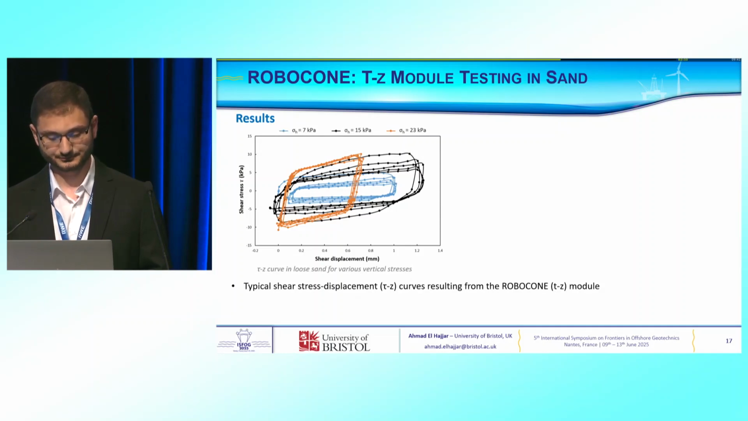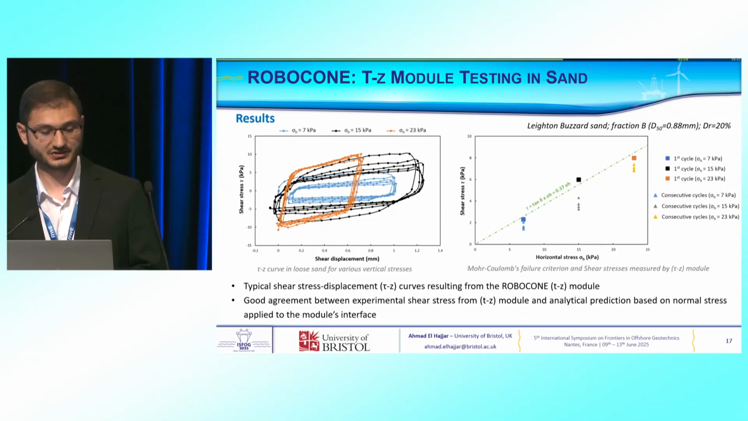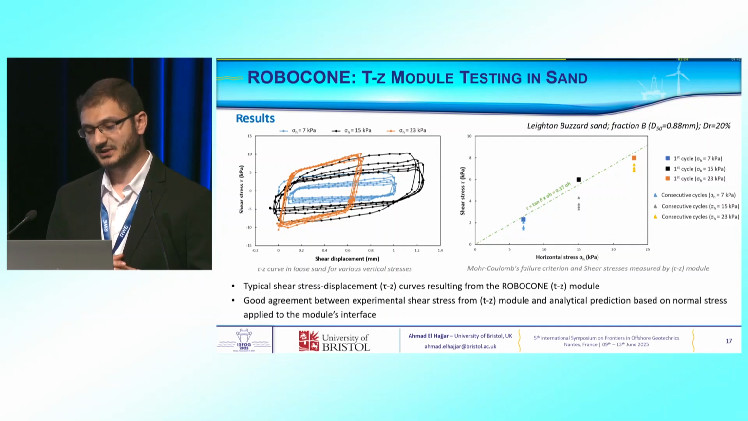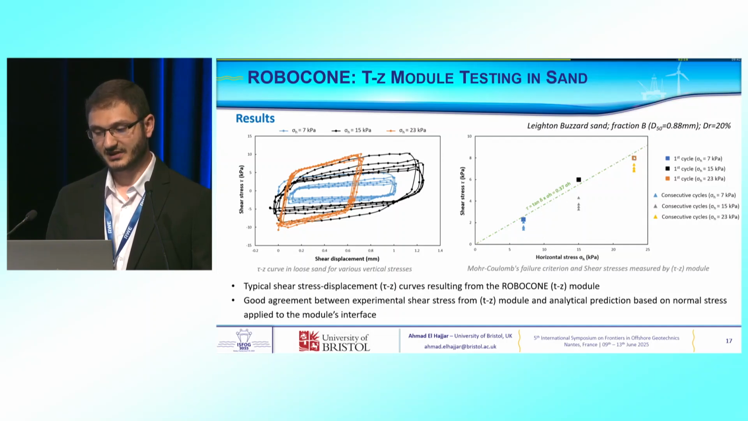TZ module. By comparing the experimental results with an analytical prediction based on the normal stress applied to the module's interface, we can see a good agreement between the shear strength representing the first cycle of each test and the Mohr-Coulomb failure criterion.